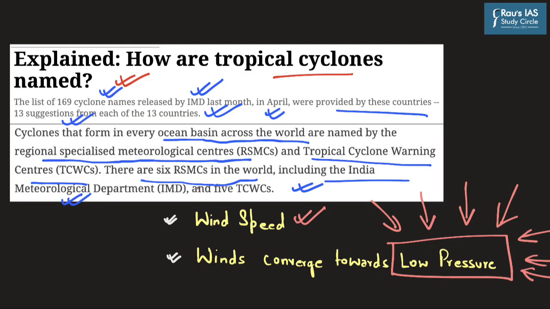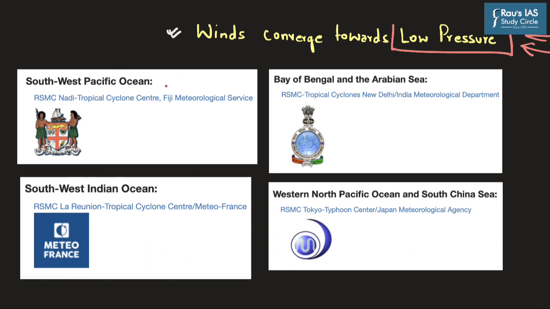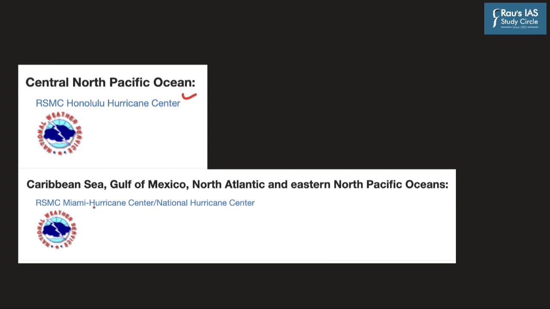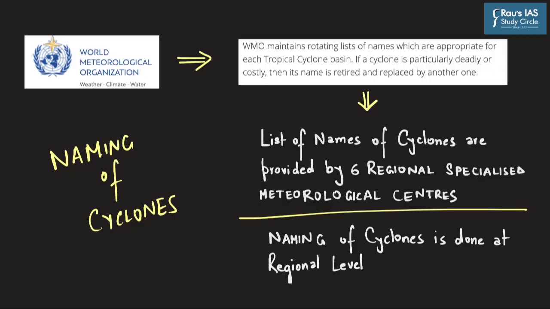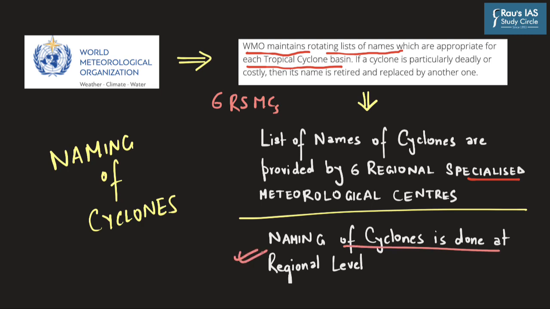Now before starting our discussion, we mentioned that there are 6 regional specialized meteorological centers, and these are Southwest Pacific Ocean, Bay of Bengal and the Arabian Sea, Southwest Indian Ocean, Western North Pacific Ocean and South China Sea, Central North Pacific Ocean, and Caribbean Sea, Gulf of Mexico, North Atlantic and Eastern North Pacific Oceans. So regarding naming of these cyclones, this news says that the World Meteorological Organization maintains a rotating list of the names which are appropriate for each tropical cyclone basin, and these names are provided by the regional specialized meteorological centers, that is the 6 RSMCs. So we can say that naming of cyclones is done at a regional level.